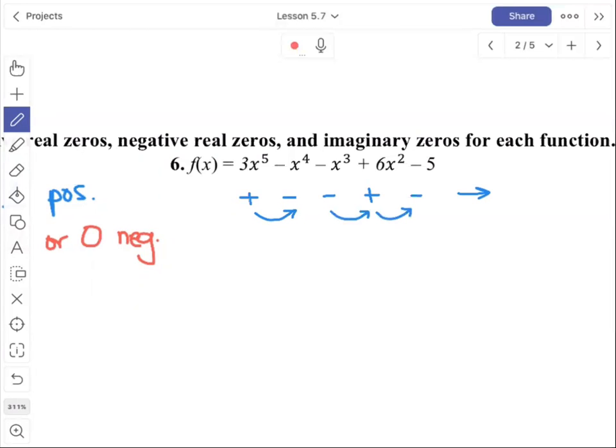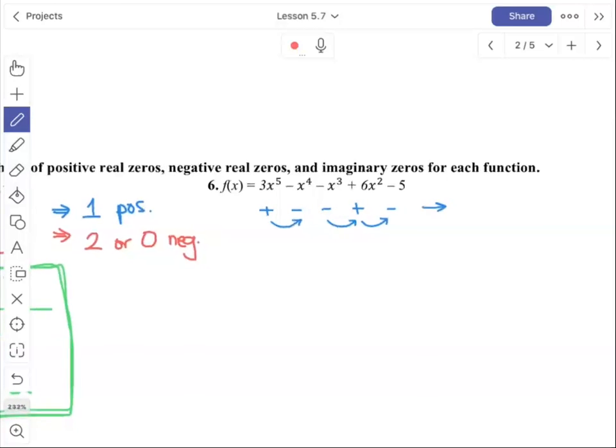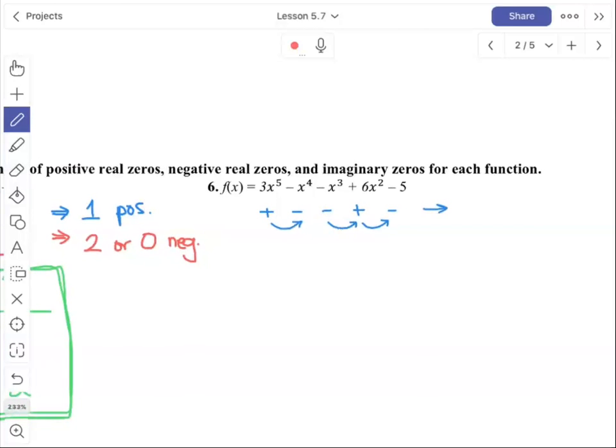So Ethan, how many positive zeros could there be then? 3 or 2. Wait, is it 2? Oh, I thought you said... Sorry, what? 3 sign changes. Oh yeah, so then 3. So 3 or 1.